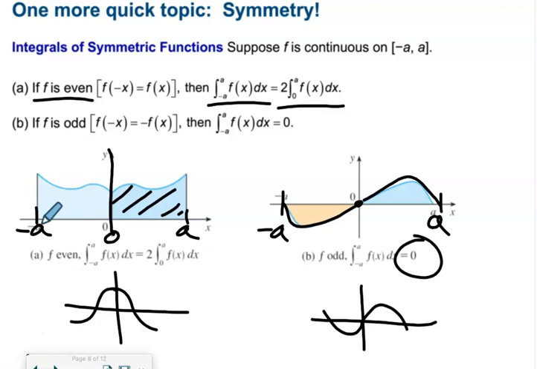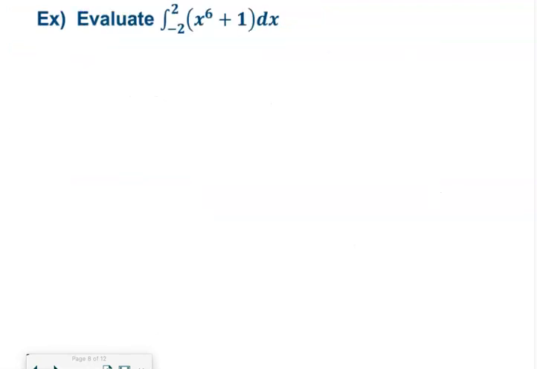So it's just a little note about odd and even functions. I have 2 quick examples, and then I think we might call it a day, because I want to do some other stuff. So x to the 6 plus 1, is this odd or even? This is even. And since this is even, we can rewrite this integral as 2 times the integral from 0 to 2 of x to the 6 plus 1.